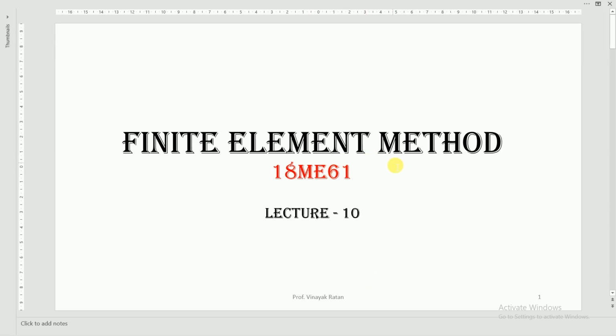So what we have gone through in the previous class, we solved two problems on potential energy method. After that we started with interpolation models. What are interpolation models, or interpolation functions? These are nothing but displacement models or trial functions which are mainly used to determine displacement variation within the element. In general, I am speaking.